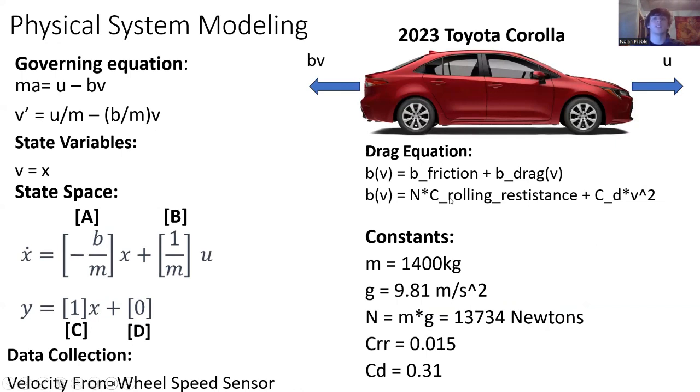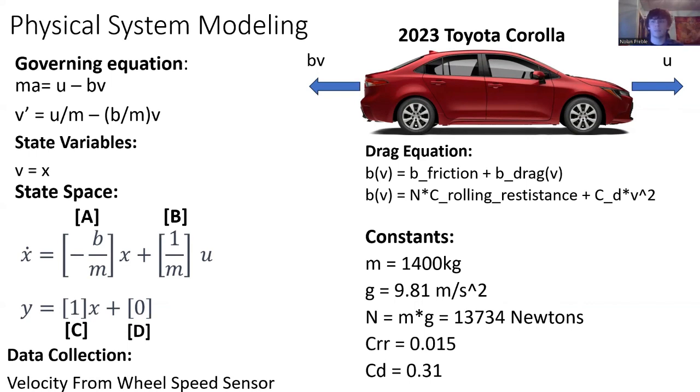The physical model of this system: I chose to use data from a 2023 Toyota Corolla, very popular car, 1,400 kilograms. We calculate the normal force for this, and looked up common values for the rolling resistance constant and drag constant for this car.